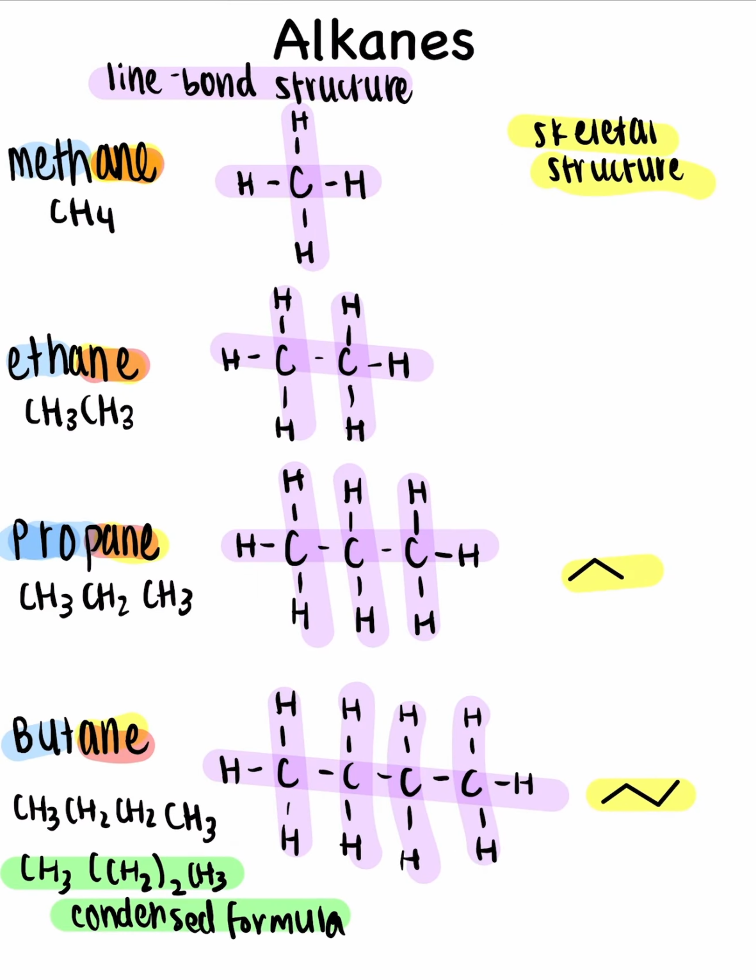So let's go back. For methane, you have CH4. There's not really a skeletal structure because what would it be, like a dot? So it's not applicable. The same thing for ethane. I guess you could draw that, but that looks really weird, so we don't really do that in chemistry. We just do the line bond structure.